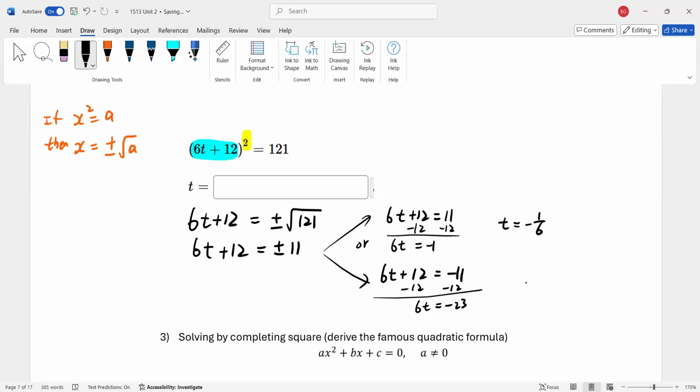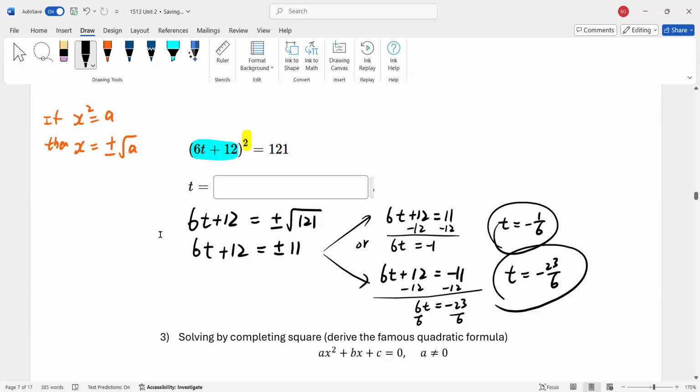Negative 23. And then you divide by 6, you have t equals negative 23 over 6. Done. You found the two solutions, right? Not too much trouble. I don't think this is a lot of trouble.